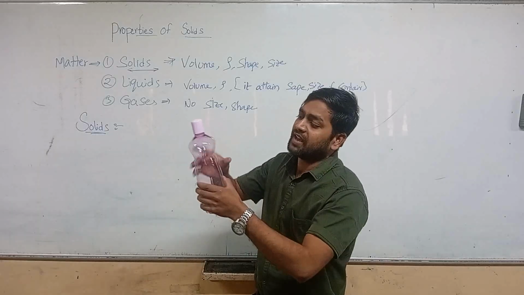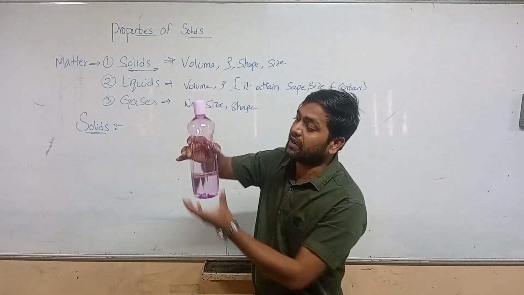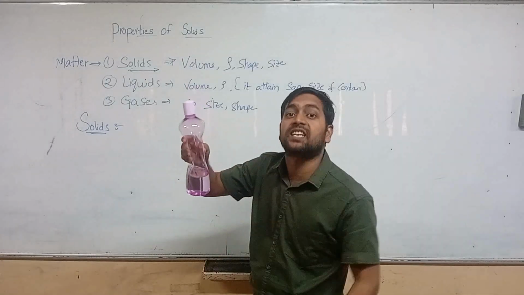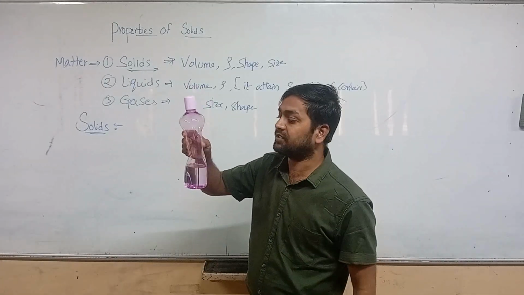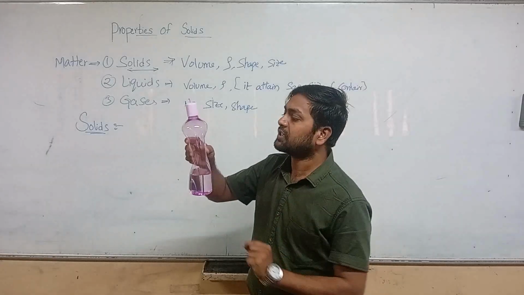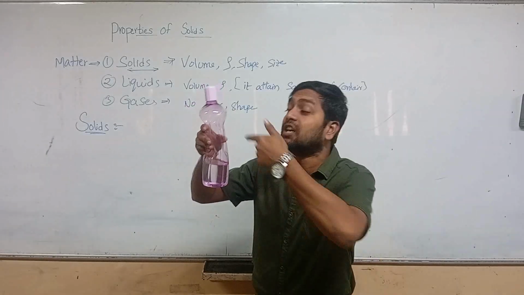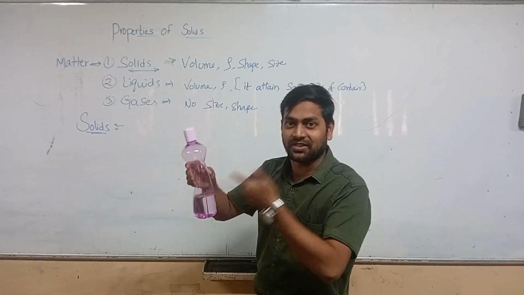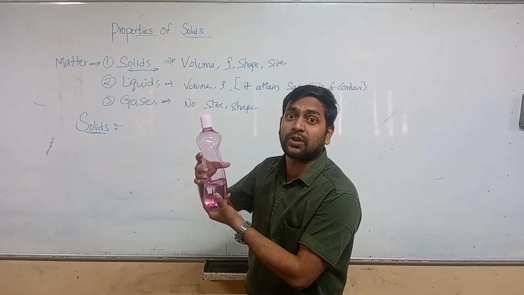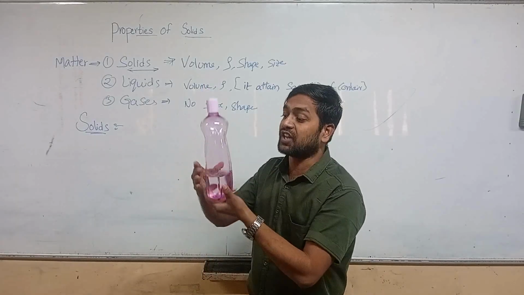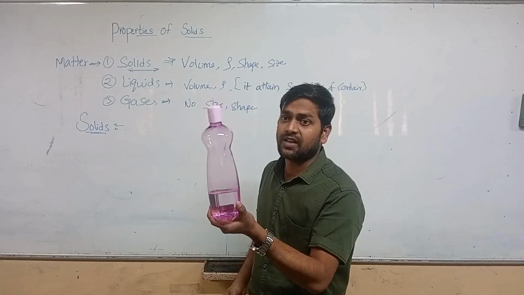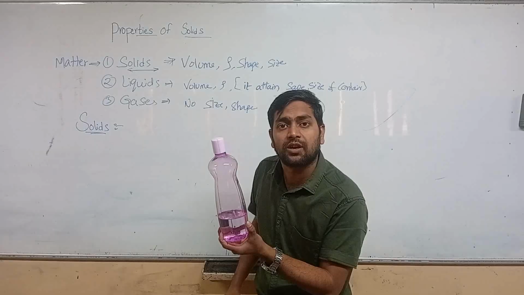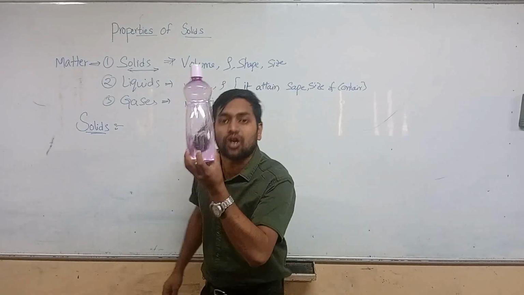I am applying some force towards this side. Then what happened? This object changed its shape. Why did it change its shape? By applying the force, of course. After removal of the force, does it attain its original configuration or not? Yes, it attained its original configuration.